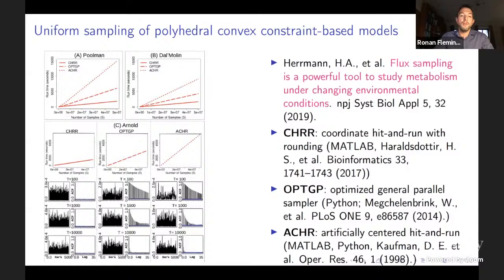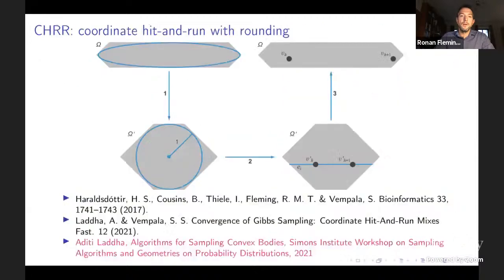The plots on the lower left indicate the trace, looking at one of the variables to see whether it is correlating with itself, and the second one is the autocorrelation. You can see the autocorrelation for the coordinate hit and run with rounding is near 0, whereas for the optimized general parallel solver and the artificial centered hit and run, the autocorrelation is substantial. The coordinate hit and run with rounding, you had a very nice talk yesterday from Aditi on that, and I guess tomorrow Professor Van Pala will also mention it. This is the one that we first integrated with the COBRA Toolbox ourselves, although the artificial centered hit and run was already there previously. And I had long-standing worries that we had no guarantee that the artificial centered hit and run was going to be sampling uniformly.